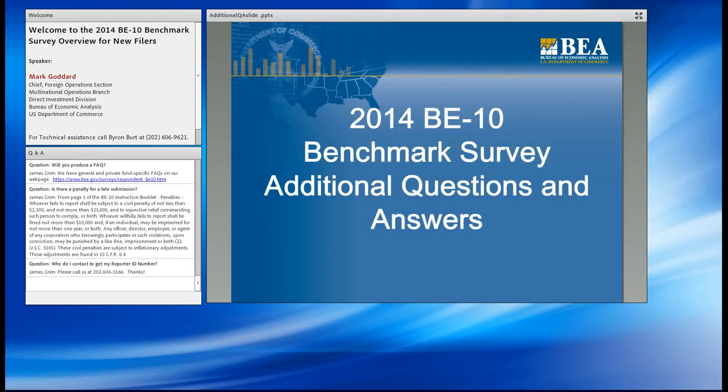Okay, another question that's just coming in now. Are all references to the U.S. reporter to be understood as references to the fully consolidated U.S. domestic business enterprise? Yes, that is correct. All references to U.S. reporter, that's what we consider the fully consolidated U.S. domestic business enterprise.